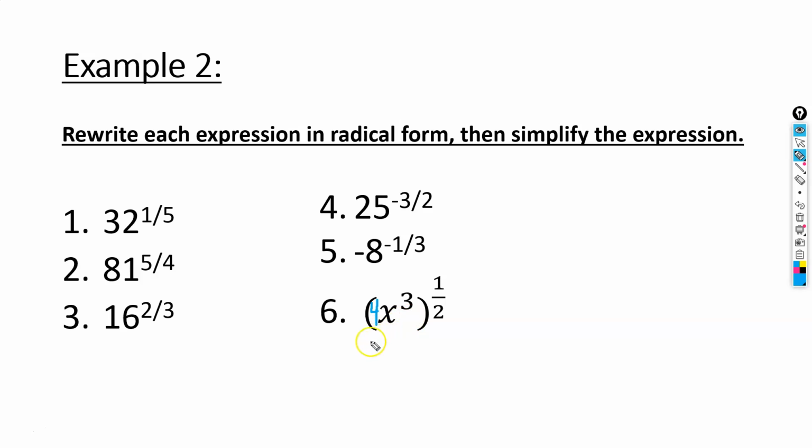So we don't have to worry about that. We're just going to go ahead and rewrite it. So it's going to be a root. Here's my root. It's a square root. Here's my radicand, 4x cubed. And then here's my power, which is 1. So I just need to find the square root of 4x cubed here. So let's go ahead and break it down. 4 is 2 times 2. And x cubed is x times x times x.